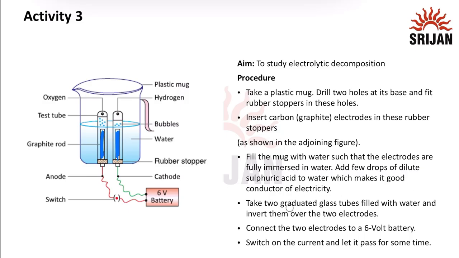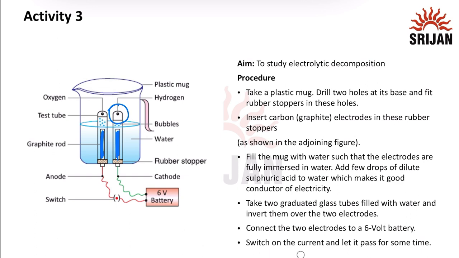Then take two graduated glass tubes and fit those glass tubes on the electrodes. As you can see, this is a glass tube, and we fit this glass tube onto the electrode. Connect the two electrodes to a 6-volt battery, positive and negative, and then switch on the current.